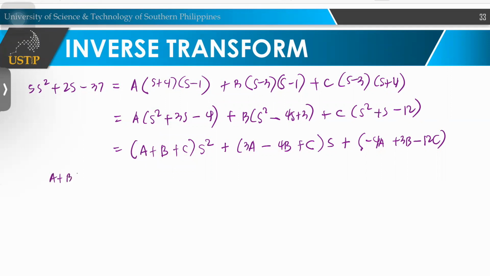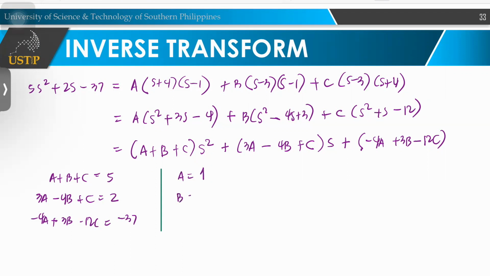Okay, so we have 3 equations and 3 unknowns. We have A plus B plus C equals 5. 3A minus 4B plus C equals 2. We have negative 4A plus 3B minus 12C equals negative 37. And then, solving everything, we can get A that is 1, B that is 1, and C that is 3. So you know how to solve that one. Again, you can use a calculator or solve by hand, but be careful with the signs. So meaning, we have the values of A, B, and C.